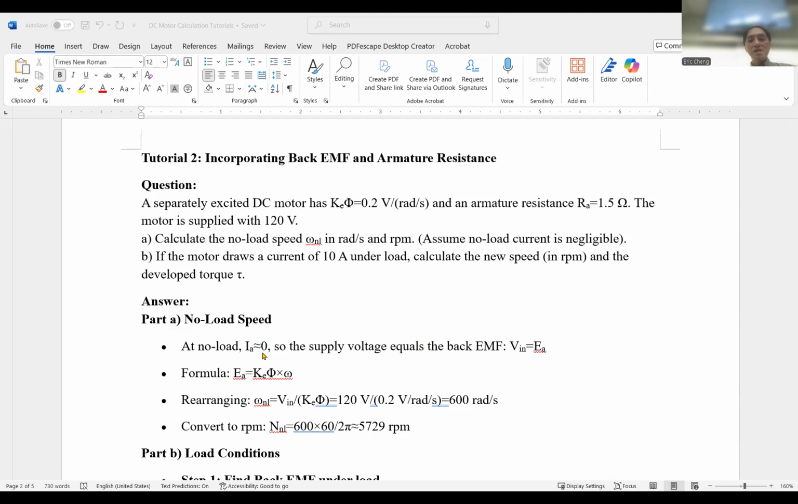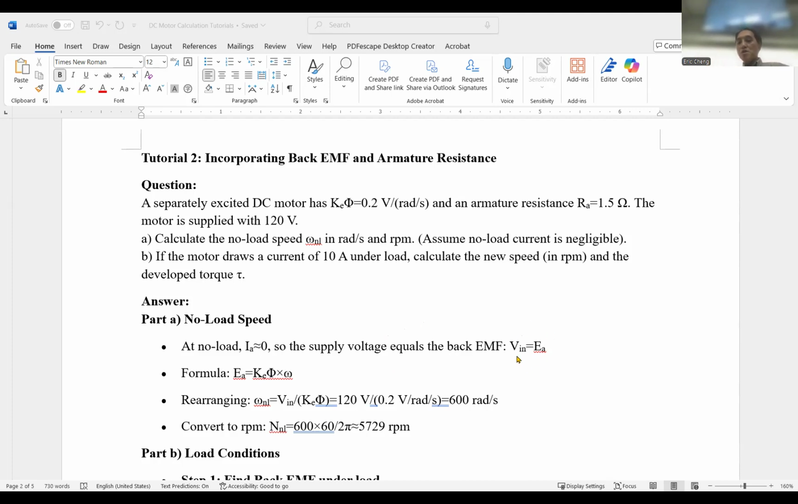Do remember that. In this case, if IA is 0, then the voltage equation is V equals EA plus IA RA, and IA RA equals 0. So these two are equal, and that's the way we can estimate for all DC motors as well. If the motor is free running without any load connection, we can use this method to relate the input voltage to the back EMF.